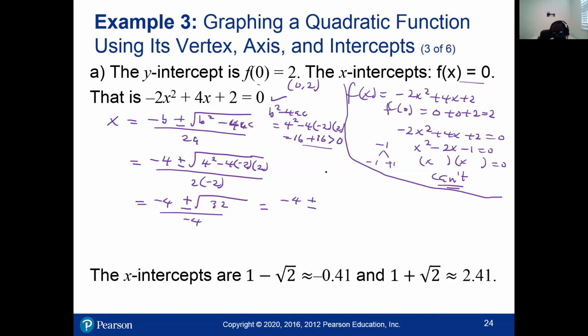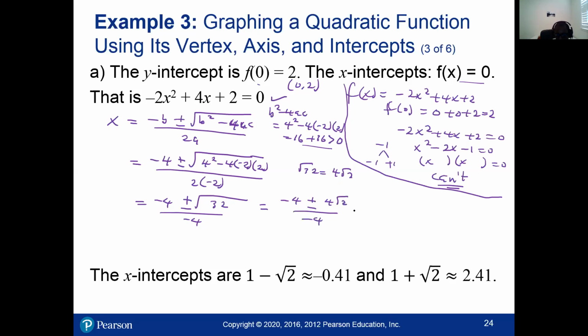This is equal to minus 4 plus or minus the square root of 32, which is the same as the square root of 16 times 2. The square root of 16 is 4, and then root 2, so the square root of 32 is 4 root 2, divided by minus 4.